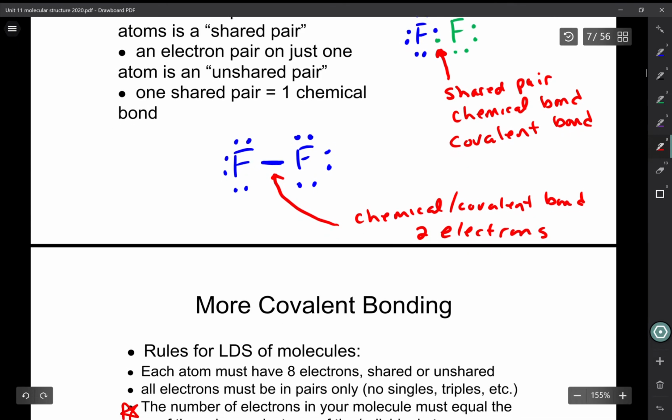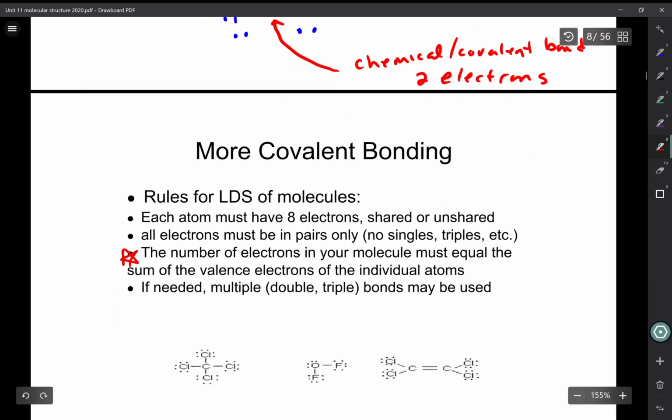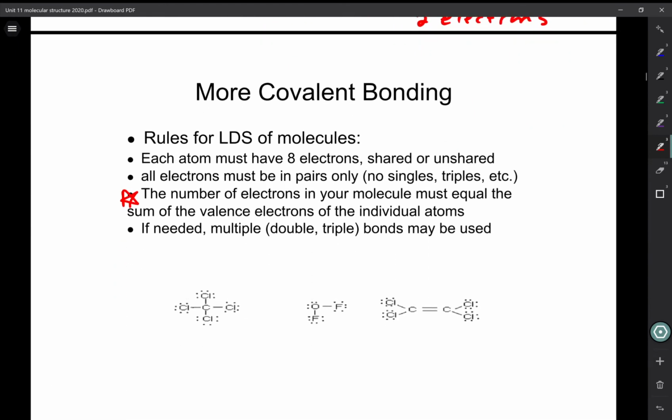Now, we're going to start putting these together, making some bigger molecules. Just some basic rules, and then we'll go over a couple examples. Each atom, when all is said and done, must have 8 electrons, shared or unshared. We call that the octet rule, where we say each atom has a stable octet. Because remember, what are the most stable atoms on the periodic table? The noble gases, because they have 8 valence electrons in their outer shell. So all atoms want to strive for that stable octet.